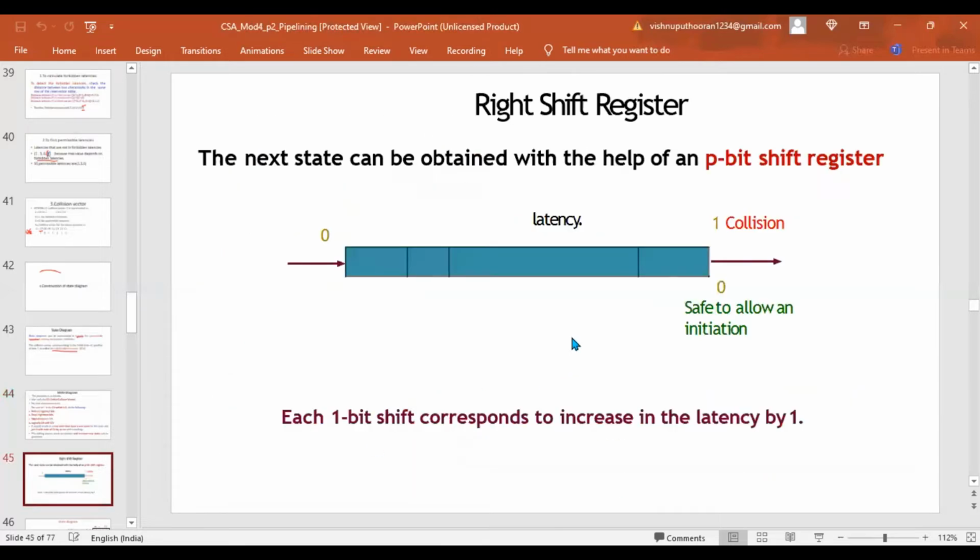This is a right shift register. The next state can be obtained with the help of a p-bit shift register. This is a p-bit right shift register. Each 1-bit shift corresponds to an increase in the latency by 1.